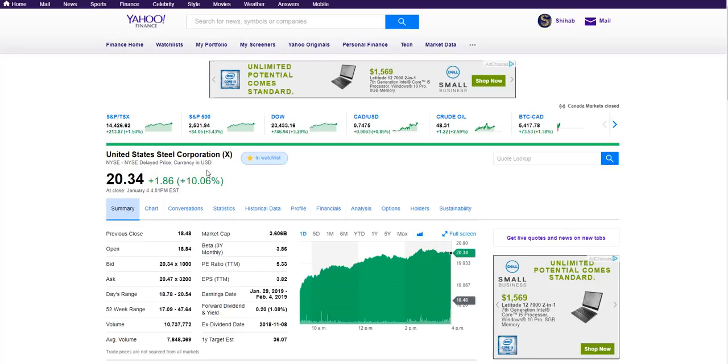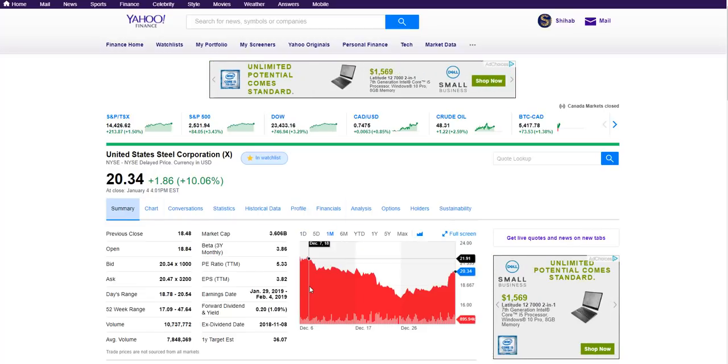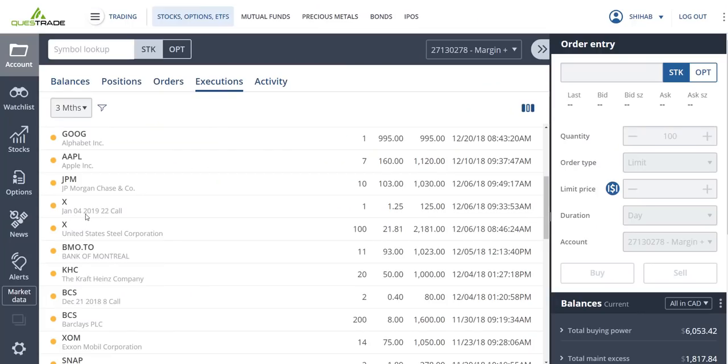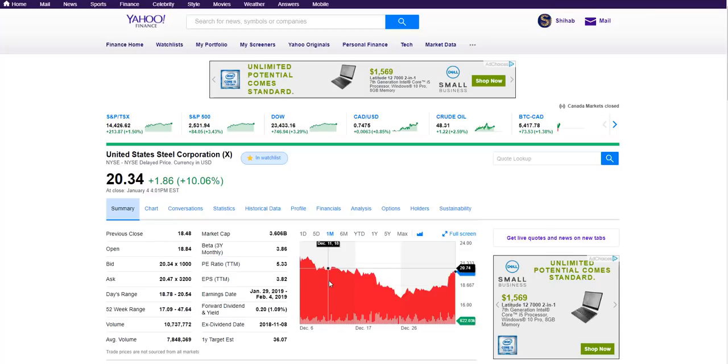So I bought United States Steel a month ago at about 21.8, and I sold covered calls against it. I sold the January 4th expiry date, $22 strike price call option for $1.25. I bought it at 21.81, 100 shares, so that's a 21.80 investment for the stock itself. And then I sold the call option at $1.25.